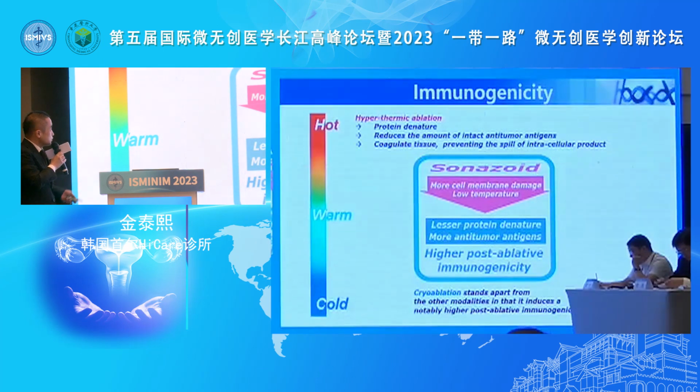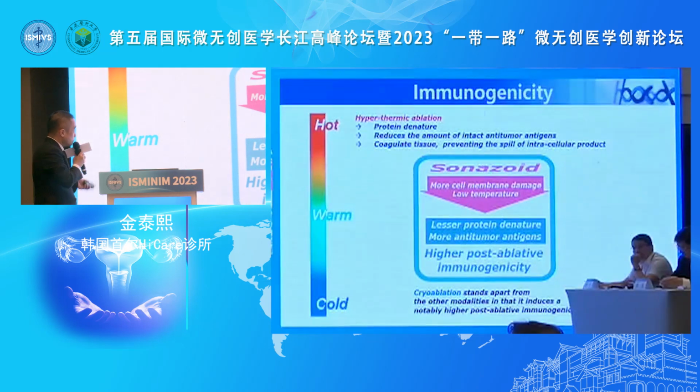So, when we use Sonazoid and make low temperature HIFU, it is not too hot, not too cold. It could treat with warmth. So this preserves more protein and makes more tumor antigen, with usually less possibility of a cytokine storm. So this could be very good for cancer treatment.